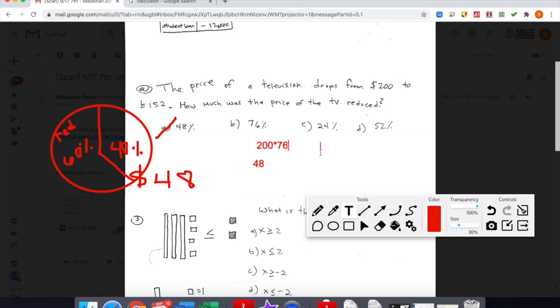Now, if we multiply $200 times 24%, we would end up getting $48, which is how much it would be reduced. So 24% is the amount it was reduced, which is $48.